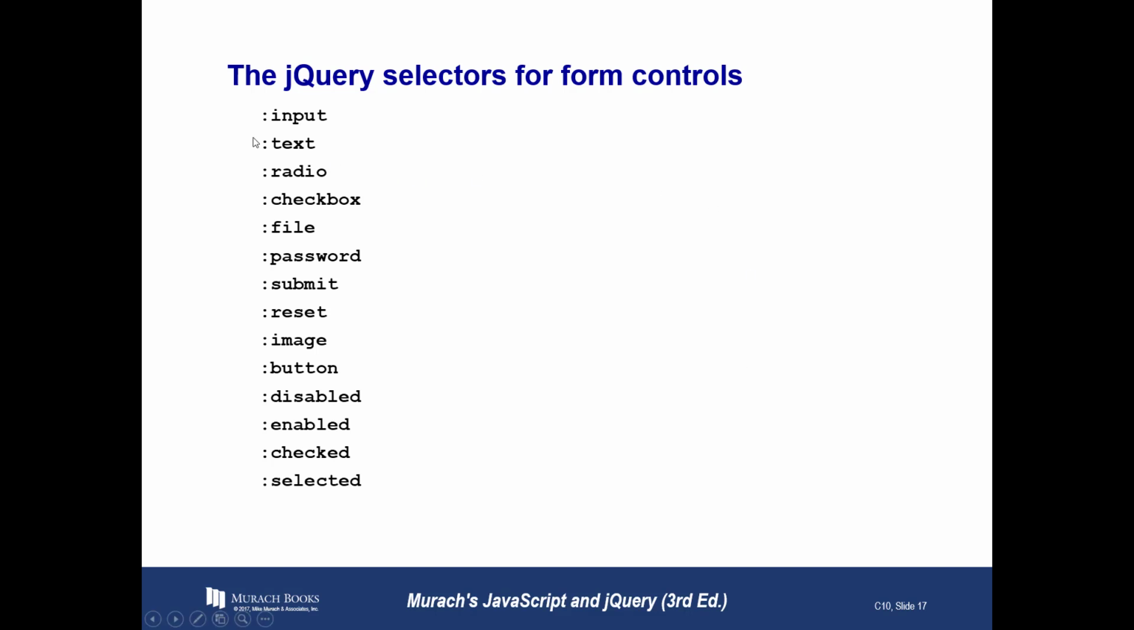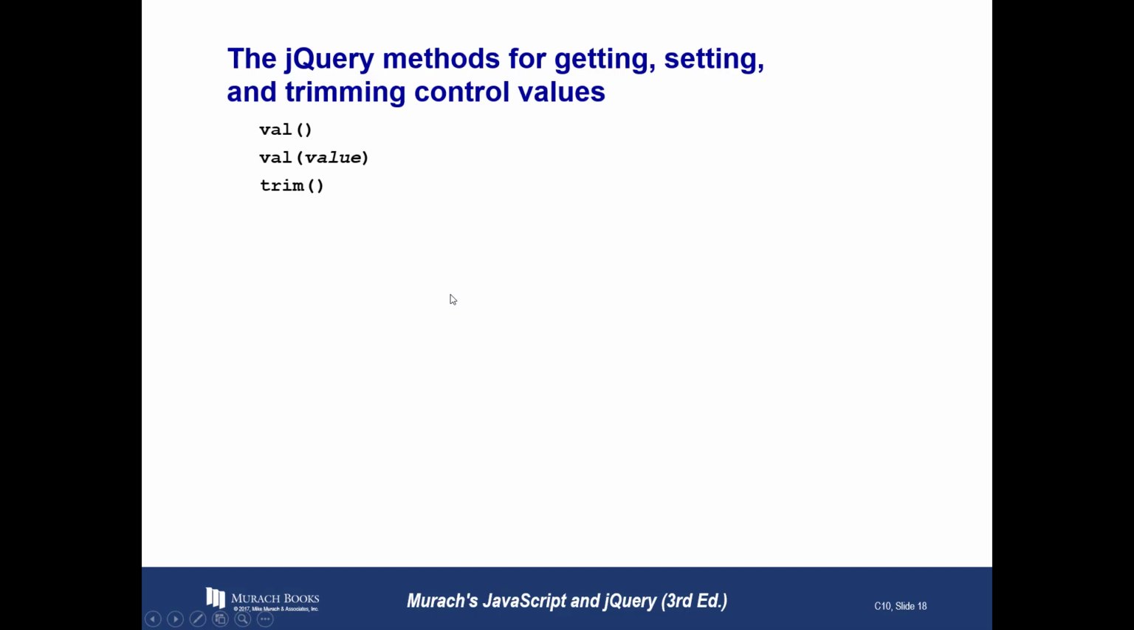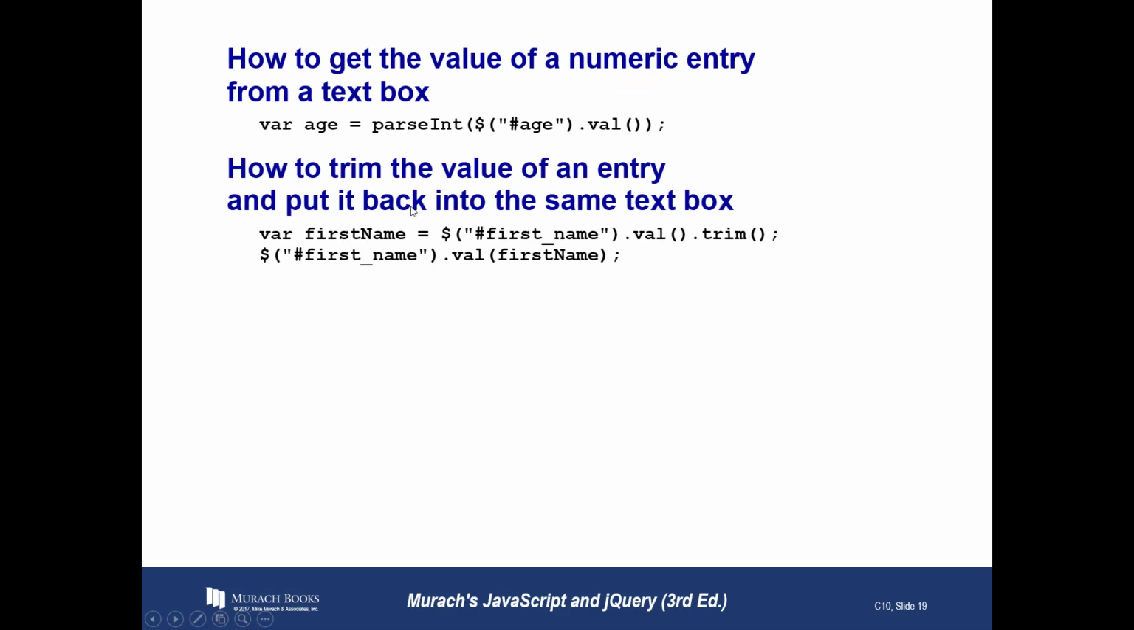Here are some of the jQuery selectors that you can use. Now, I'm not going to go through any of these. Some of them should make sense. Some of them I believe we'll see in the examples that are coming up. We've talked about val before. When you use val with something in the parentheses, you're setting the value. And when you use val with nothing in the parentheses, you're getting the value. Trim we've already talked about.